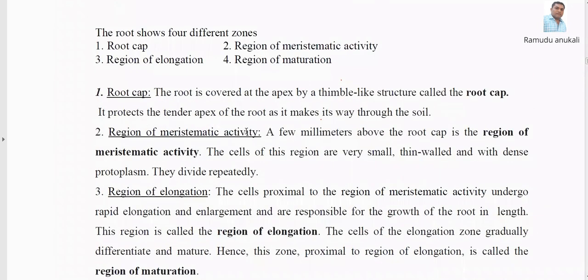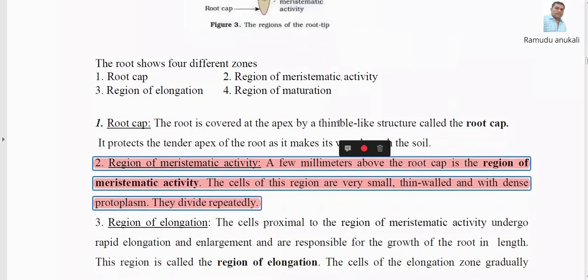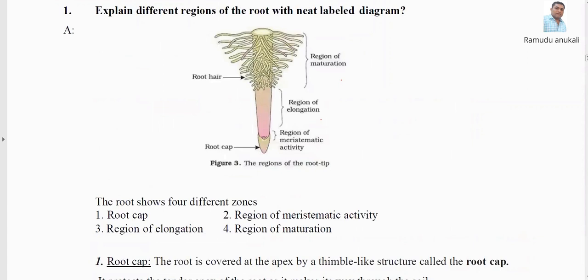Now the region of meristematic activity. A few millimeters above the root cap is the region of meristematic activity. The cells of the region are very small, thin-walled and have dense protoplasm. The dots here indicate a specialized, rapidly dividing tissue, which is nothing but meristematic tissue. This meristematic tissue is present behind the root cap.